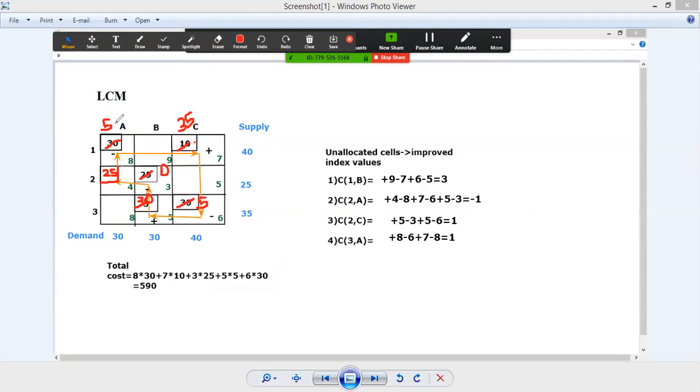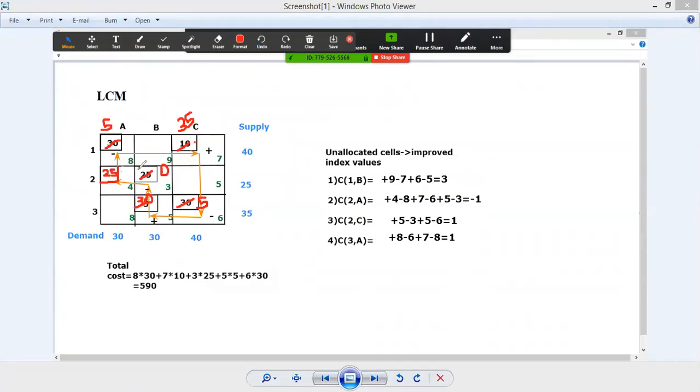See, you observe, you add these values. 5 plus 35, which is equal to 40. Again 25 plus 0, which is equal to 25. Again 30 plus 5, which is equal to 35. Column wise also 5 plus 25, which is equal to 30. Again 0 plus 30, which is equal to 30. Again 35 plus 5 is equal to 40.